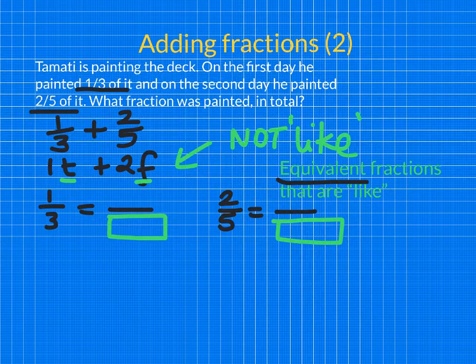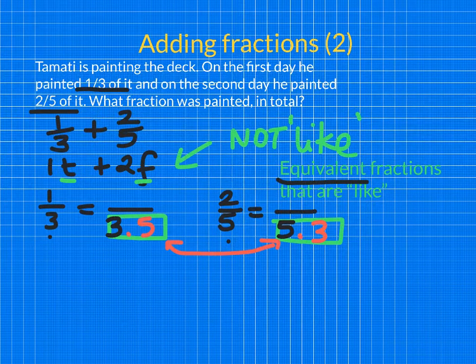We could find the prime factorisation of 3 and 5, but they're both prime, so that's as simple as we can get. The only option we really have is to actually multiply 3 by 5 and multiply 5 by 3. And that means that each of those denominators will be the same as each other. They will both be 15.